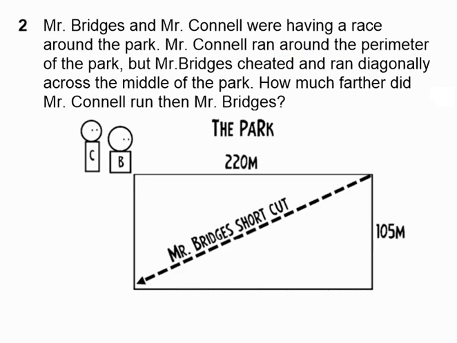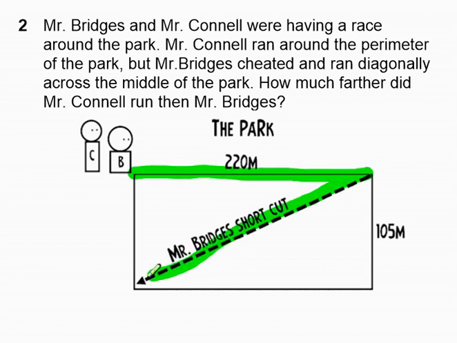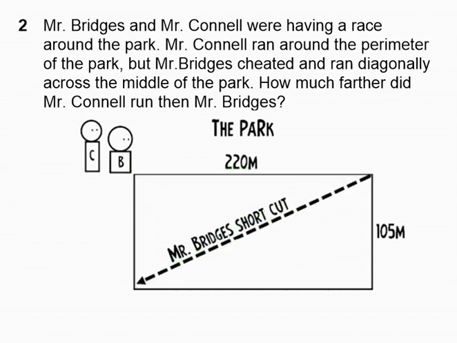Question 2 says, Mr. Bridges and Mr. Connell were having a race around the park. Mr. Connell, being the honest person, ran all the way around the perimeter of the park. Mr. Bridges, however, cheated and ran diagonally across the middle of the park. So Mr. Bridges ran here, then cheated, went across the middle, and came back again. It then says, how much farther did Mr. Connell run than Mr. Bridges?